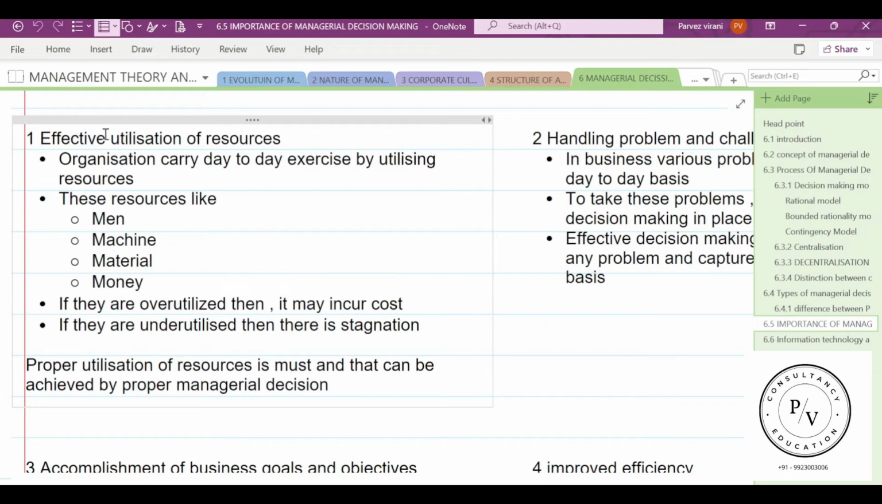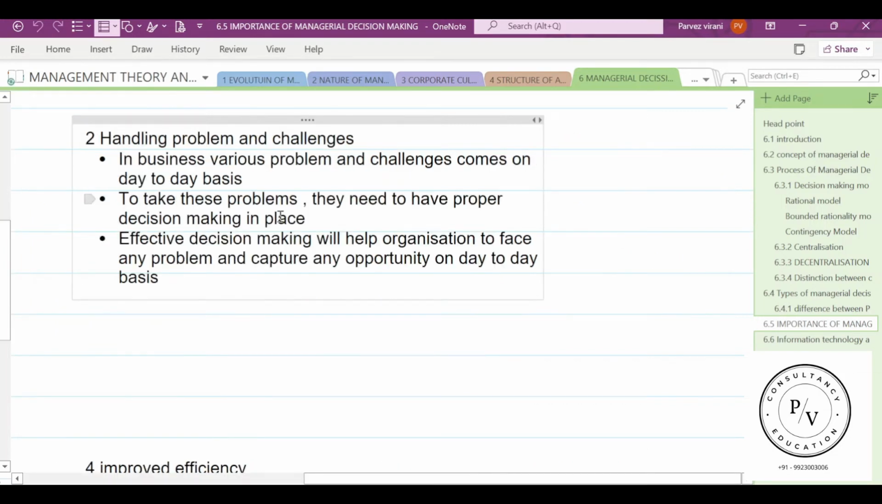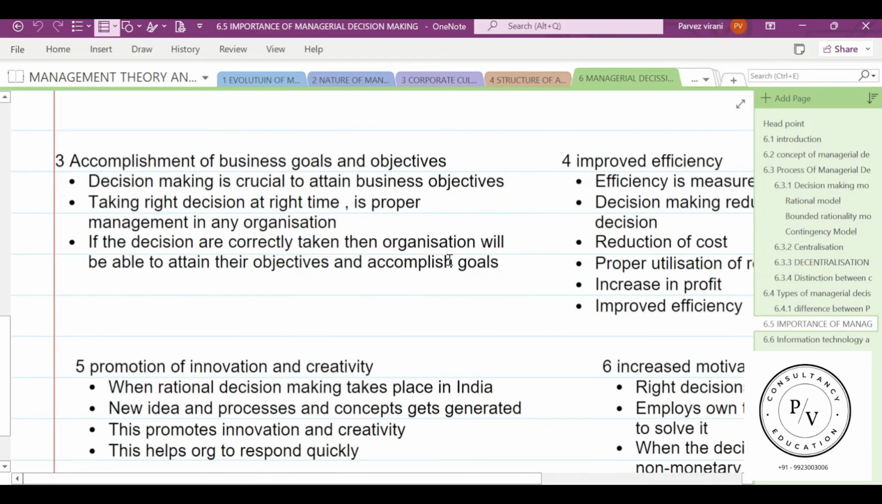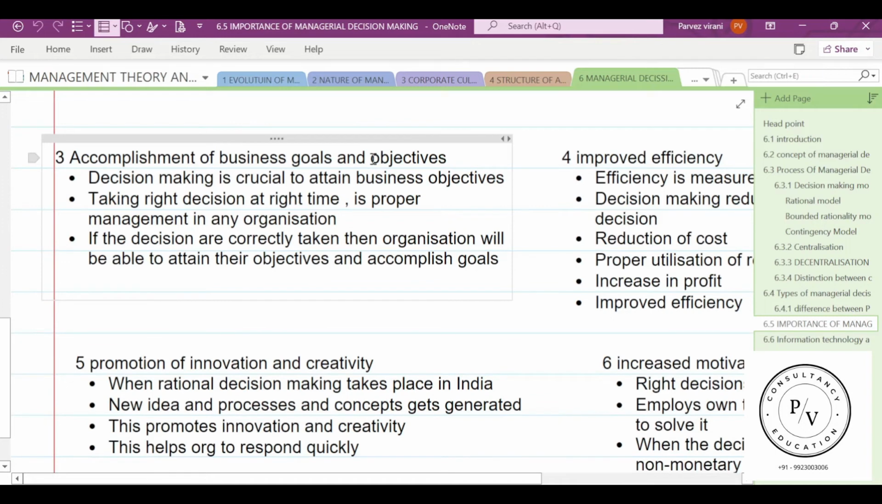Second point, handling problems and challenges. In business, various problems and challenges come on a day-to-day basis. To tackle these problems, they need to have proper decision making in place. Effective decision making will help the organization to face any problems and capture any opportunities on a day-to-day basis. Third, accomplishment of business goals and objectives. Decision making is crucial to attain business objectives. Taking the right decisions at the right time is proper management in any organization. If the decisions are correctly taken, then the organization will be able to attain its objectives and accomplish goals.